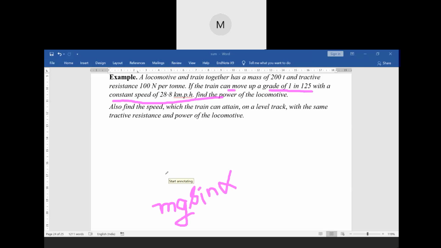So what does this grade thing actually mean? No idea, anyone? Please write. Yes, what does that 1 by 125 someone wrote mean actually? What is that thing actually? I know 1 by 125 is the grade, but what is that actually? Why is 1 by 125 put, and where will you put it in the expression?